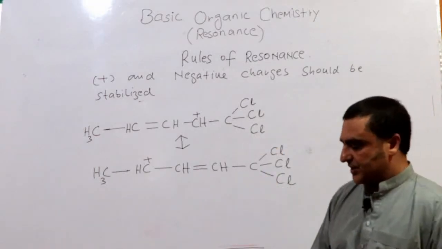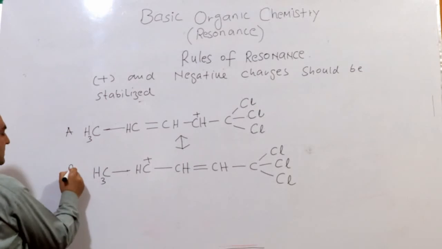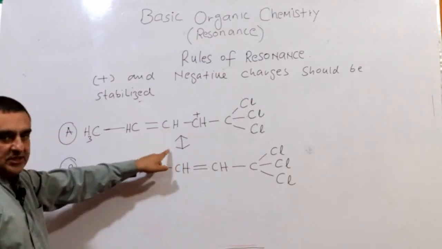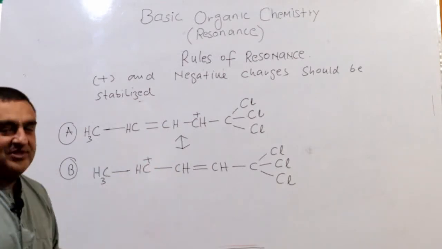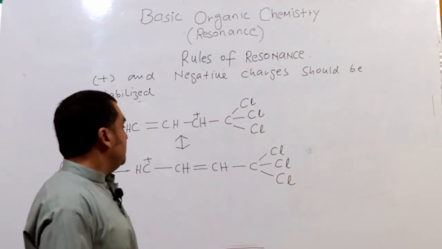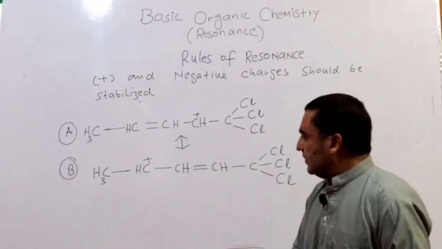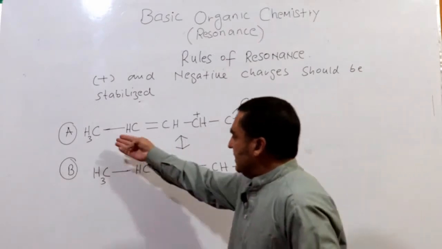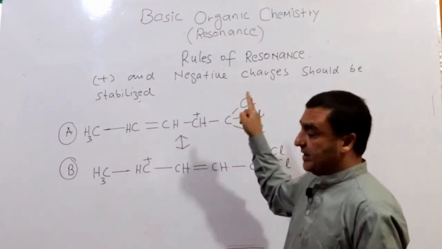There are two structures. Let me label them as A and B. These are two resonance structures, as this arrow shows. So which structure is good and which is bad? First of all, we need to know what elements are present. Here there are CH3, CH, and the three chlorine atoms.